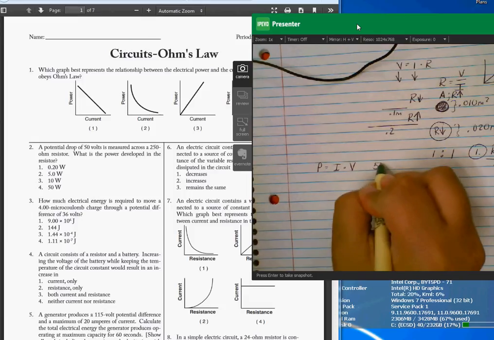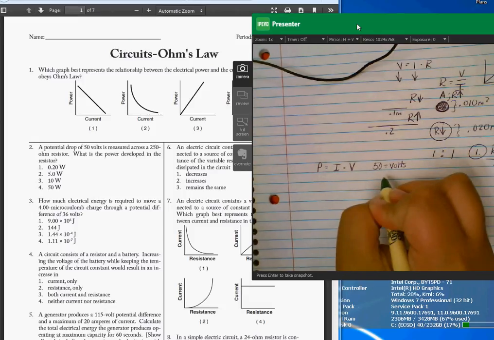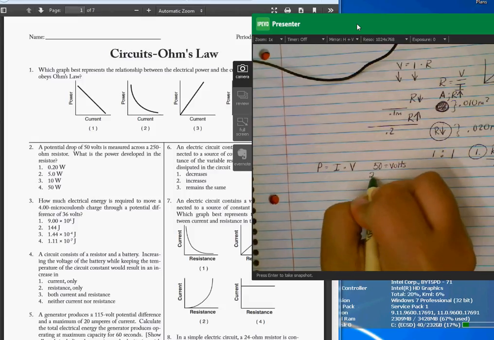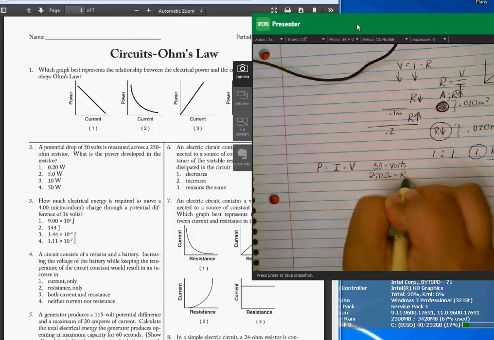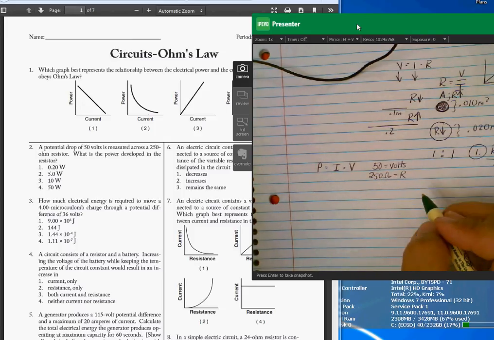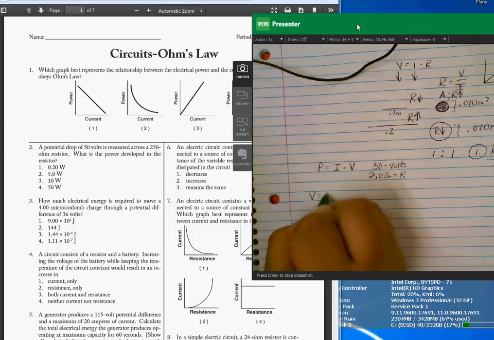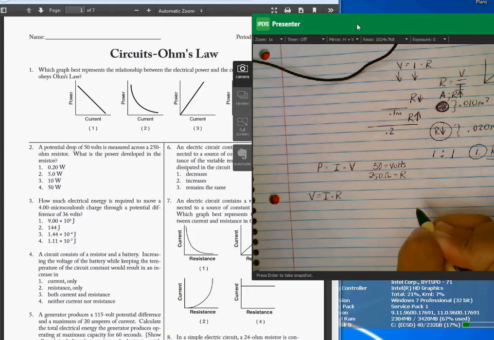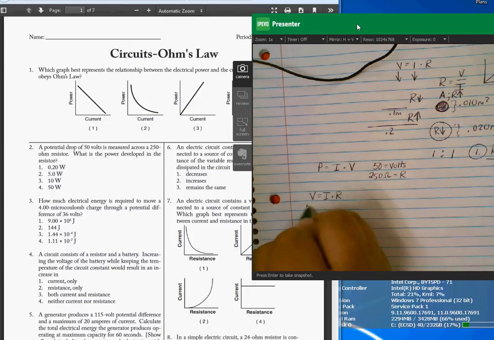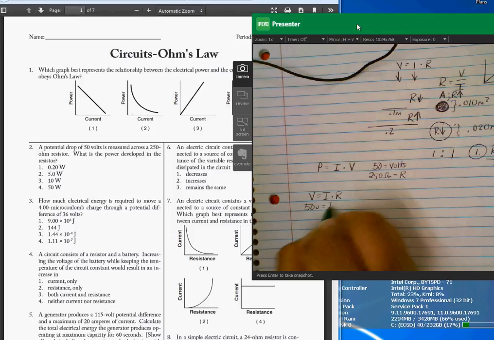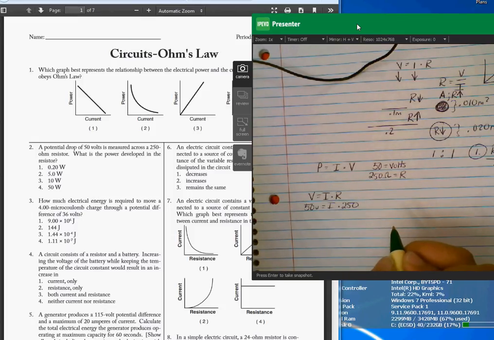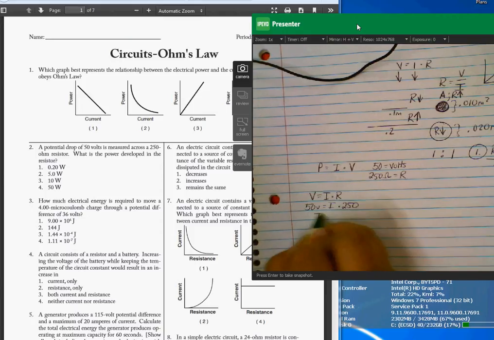Well, we have 50 volts, we know that. And we also know that we have a resistance of 250 ohms. So the one thing that we do not know in order to find the power is the current. So to find the current, we have to use Ohm's law, which is voltage equals current times resistance. So voltage is 50, which equals your current times the resistance, which is 250. So we're going to divide 50 divided by 250, and that gives you a current of 0.2 amps.